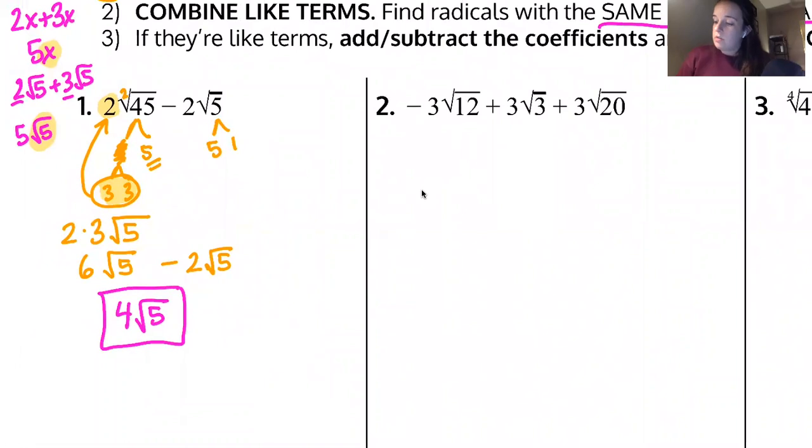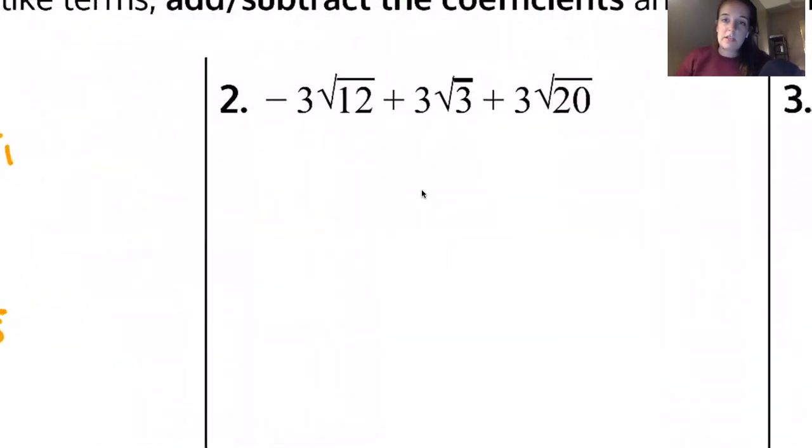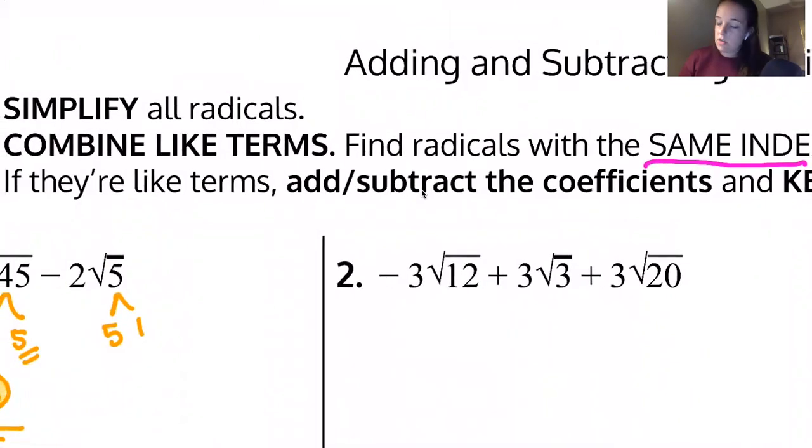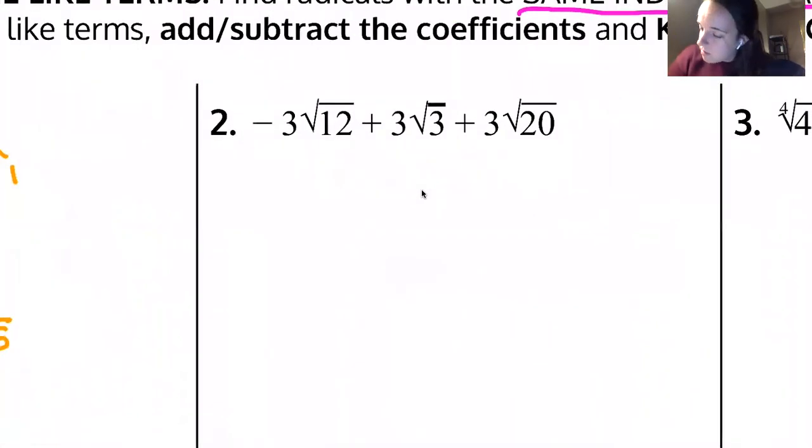So we're going to do exactly the same thing. This one has 3 parts here. The first step, if you remember, is to simplify all the radicals. So I'm going to start by simplifying. Go back to my orange. 12 can break into, I'll choose 3 and 4 in this case. And then 3 is good. 4 breaks into 2 and 2, which goes away.